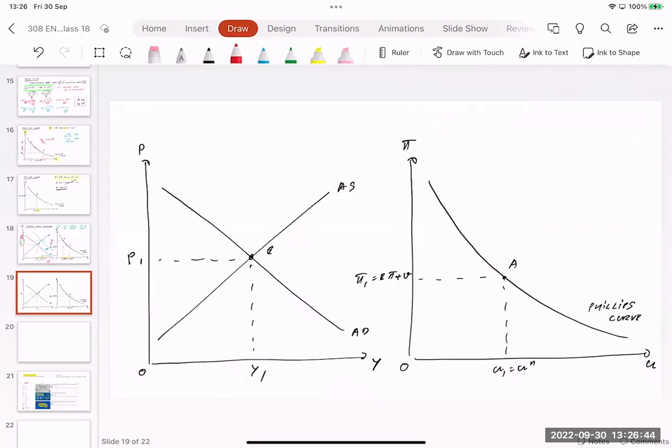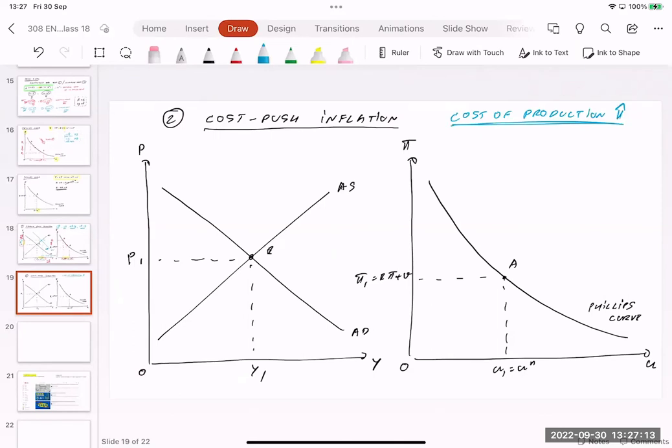Then we go to the second one, number two, what we call cost push inflation. This is inflation that comes from the supply side. The situation is like this. For some reason, the cost of production increases. We have a supply shock, V increasing. Where is V? V is here. See that? V increasing, let's say V1. For some reason, the cost of production increases.